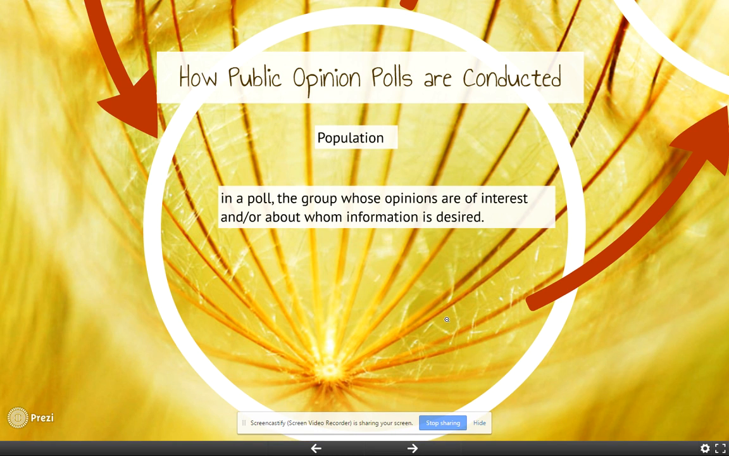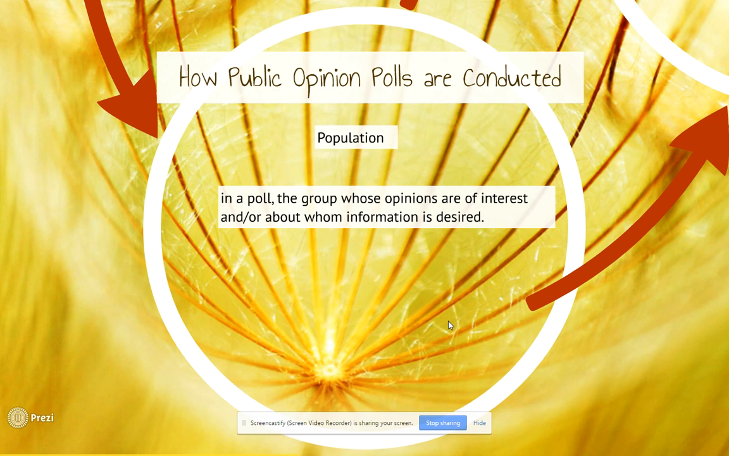Let's look at public opinion polls and how they are conducted. The process of conducting a public opinion poll consists of several steps. Those conducting the poll first need to determine the population they are targeting for the survey, the group of people whose opinions are of interest and about whom information is desired.